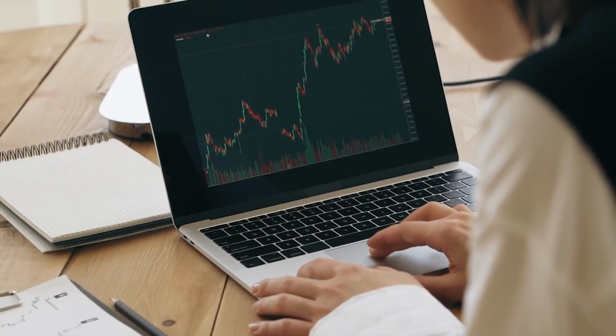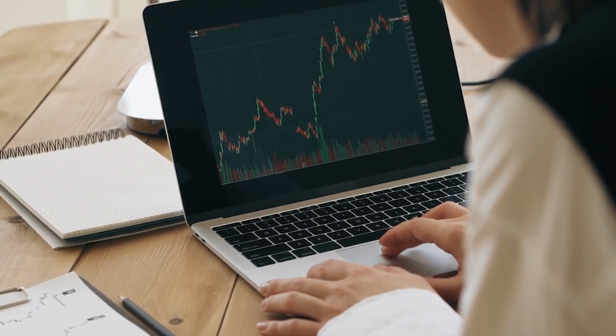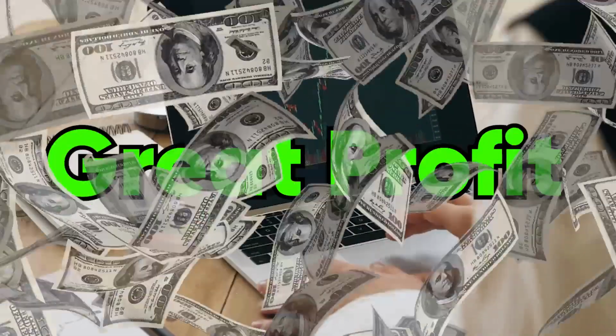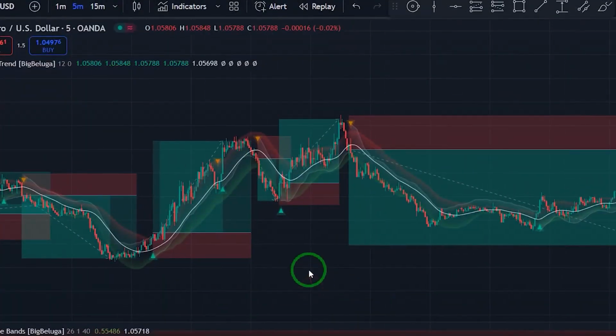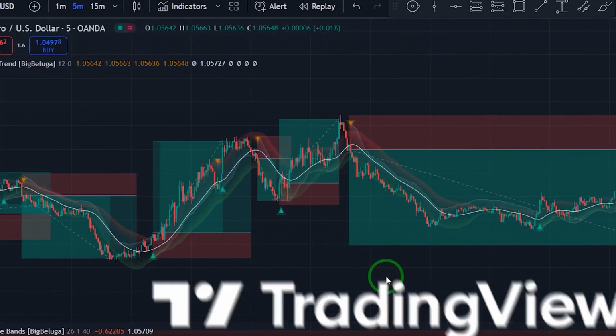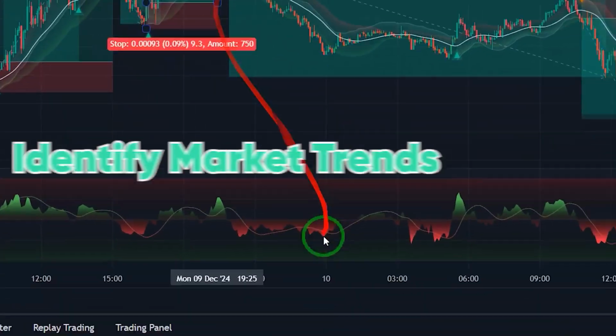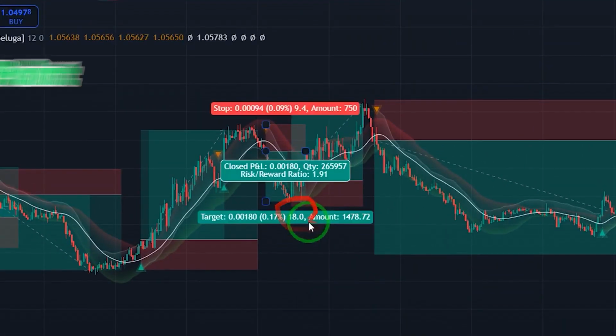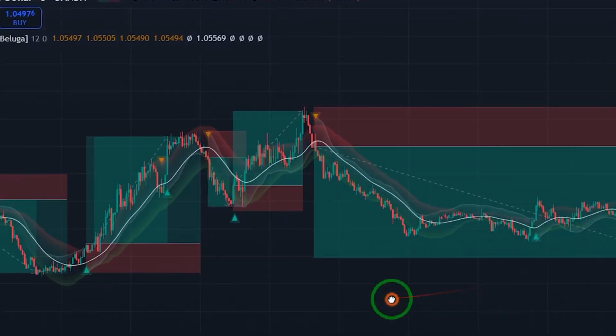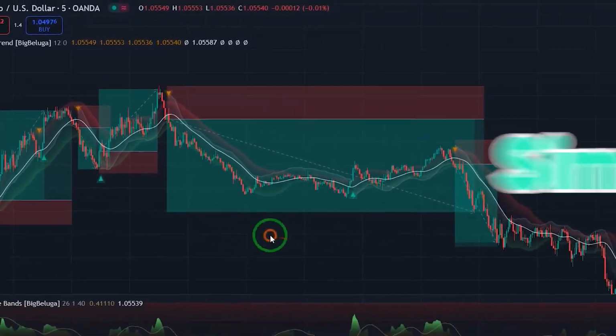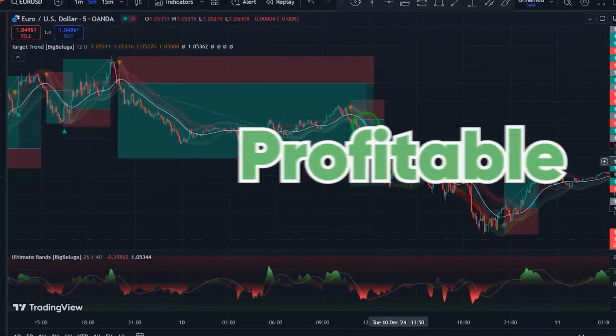A strategy that I have personally used for a long time and have managed to achieve great profits from. This strategy combines two free indicators on TradingView, one designed to identify market trends and the other to find the best entry points. Most importantly, this strategy is simple, accurate, and very profitable.